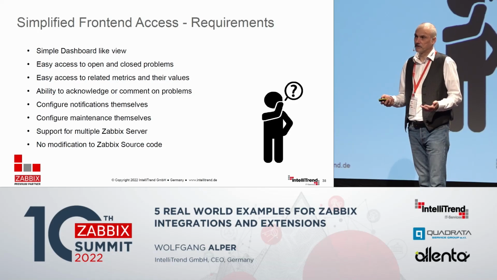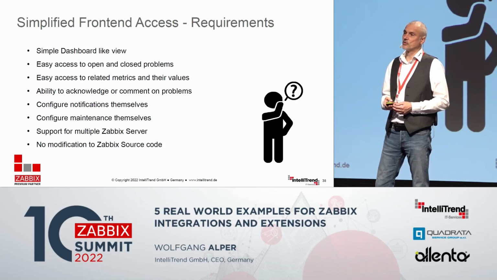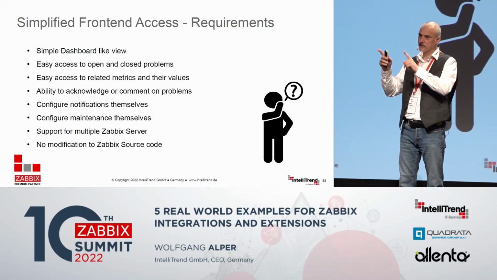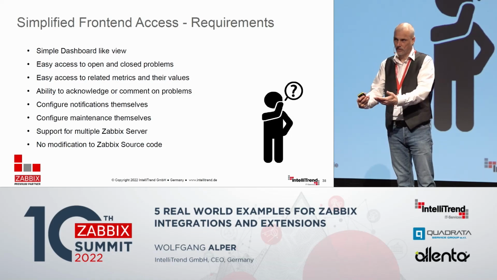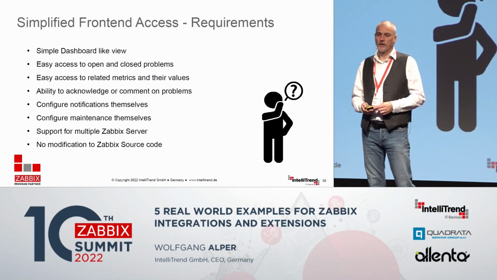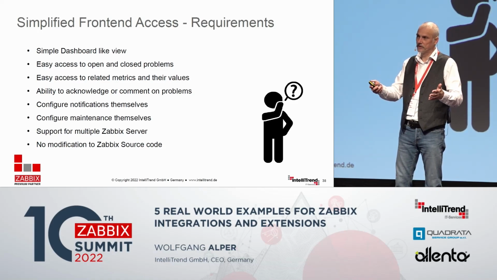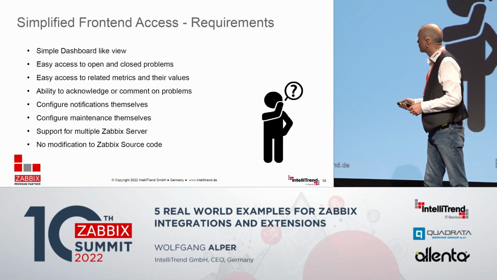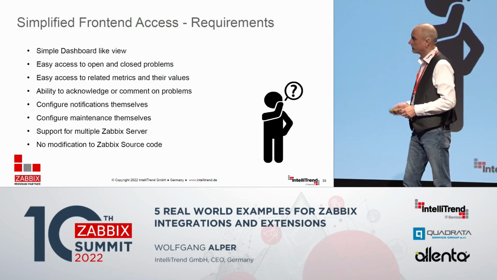And here the requirements have been that we need some very simple dashboard-like view. We need easy access to open and close problems, because that is what most people deal with most of the time. Easy access to related metrics and their values. Related means metrics related to a problem, not to a host. Ability to acknowledge or comment on problems. The functionality you use from your Zabbix dashboard already, but that should be possible here as well. And from a self-provisioning perspective, these both are very important: configure notifications themselves and configure maintenance themselves.